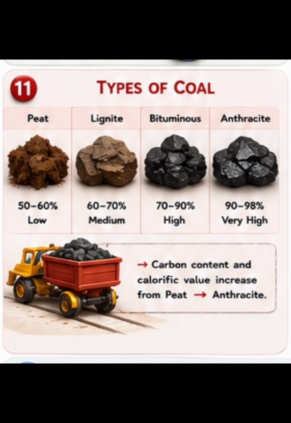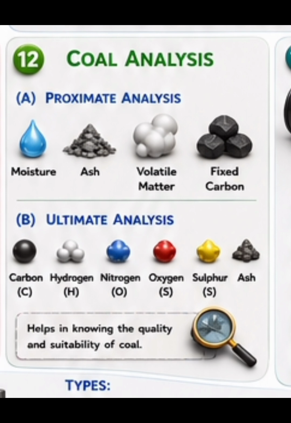The fourth is anthracite, which has the highest carbon content and the highest calorific value, making it the best quality coal. As we move from peat to anthracite, both the carbon content and the calorific value increase. Coal analysis helps determine the quality and suitability of coal. Proximate analysis includes the determination of moisture, volatile matter, ash, and fixed carbon. Ultimate analysis determines the percentage of carbon, hydrogen, nitrogen, oxygen, sulfur, and ash present in the coal.